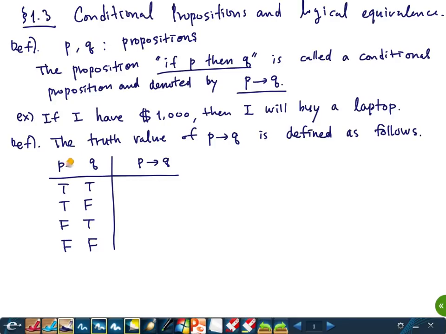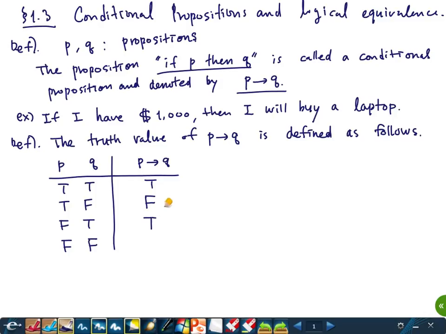P is true, Q is true. If P, then Q. Do you think this is true? Yeah, true. Good. What about this? If P is true, then Q is false. False. This is a definition, by the way, but it will be consistent with our intuition. So what about this? True? How many of you think this should be true?